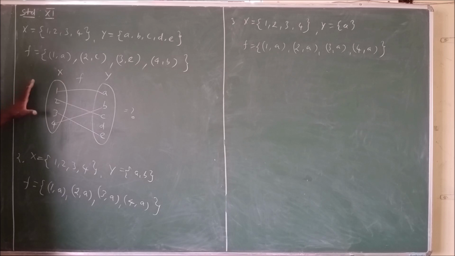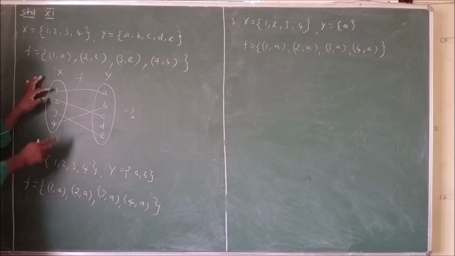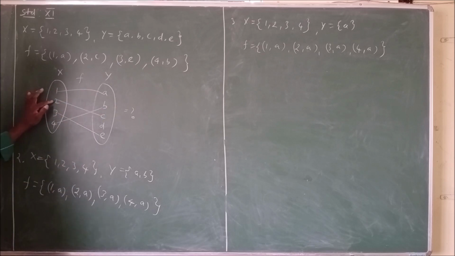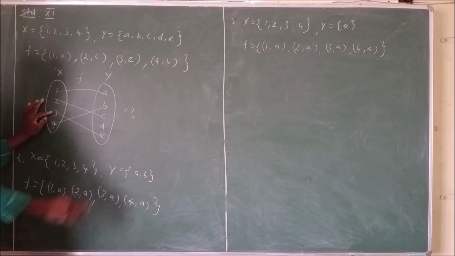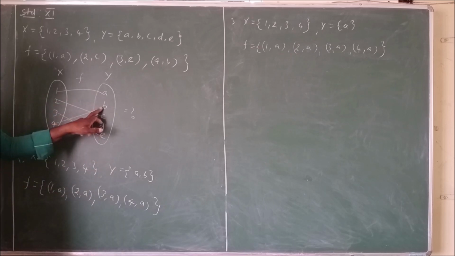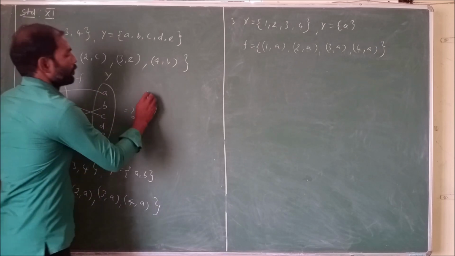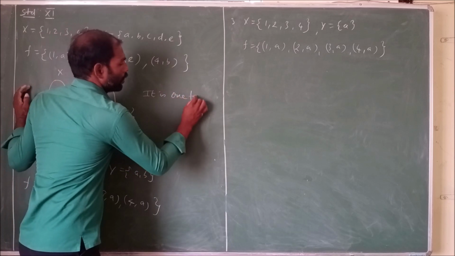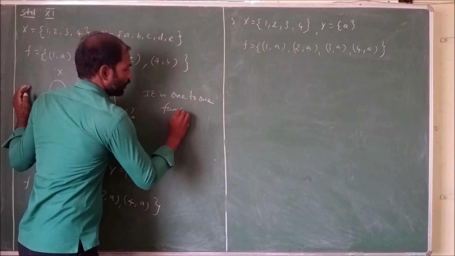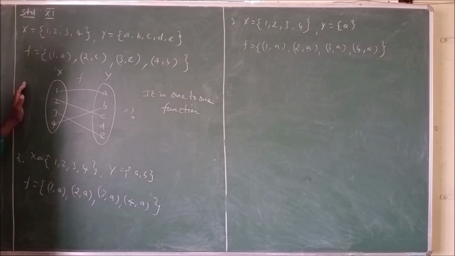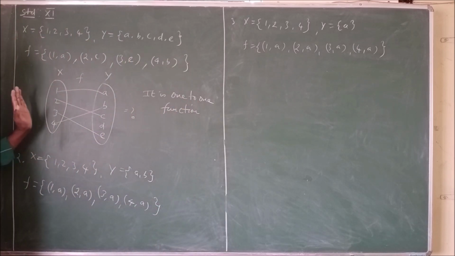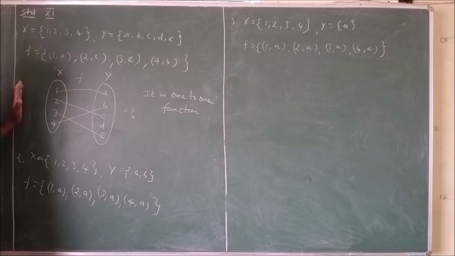The second question is what type of function it is. It is a one-to-one function, because 1 is the image of A, 2 is the image of C, 3 is the image of E, and 4 is the image of B. Every element has a unique image, only one image. So it is a one-to-one function. Next you have to check whether it is onto or not.